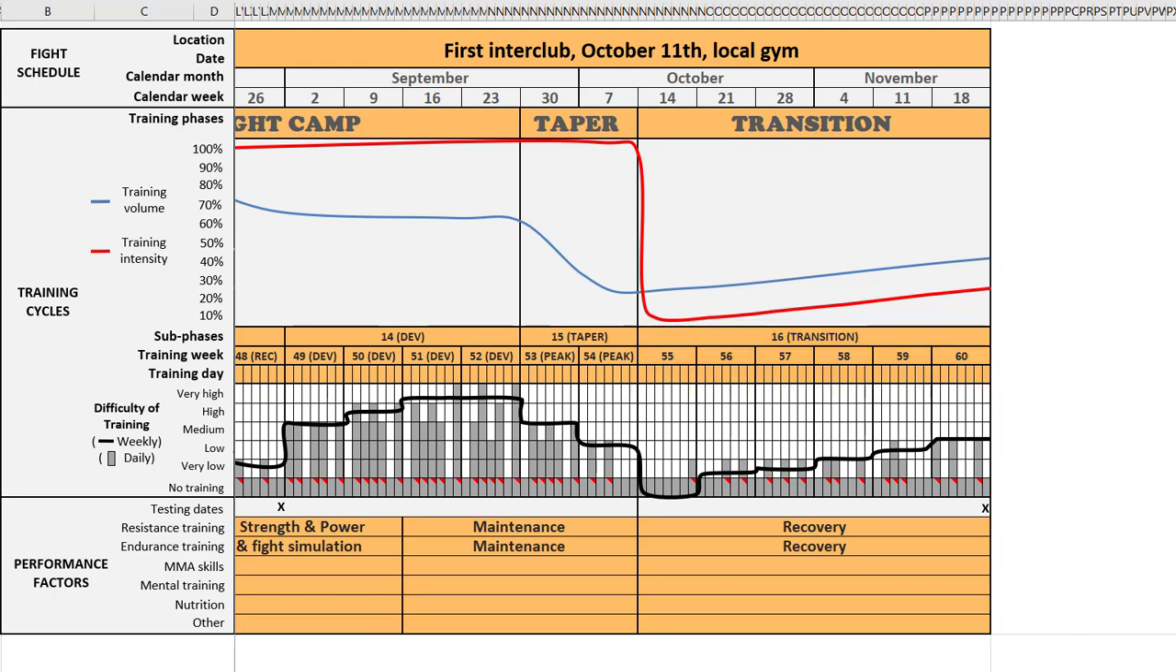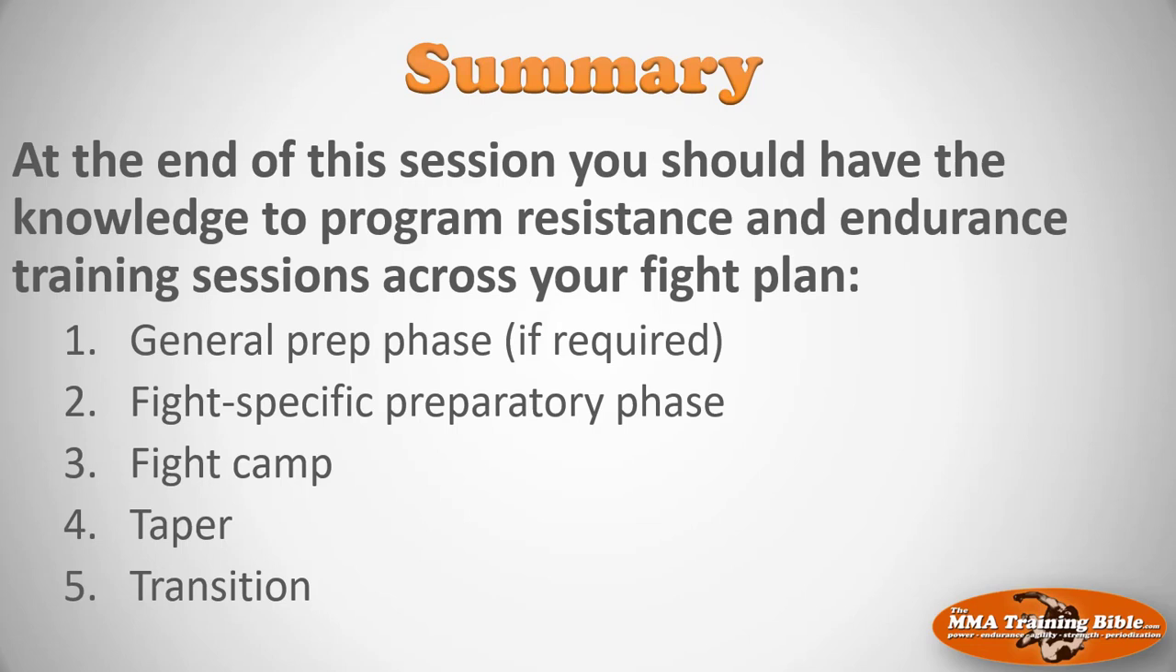Okay, let's get back to that lecture and conclude. Okay, so that's it for our example, and here's a quick summary of everything that we did, and as you can see, we really did a lot. I hope that this session put everything into perspective for you and gave you confidence in programming all these workouts that I showed you across your entire fight plan.